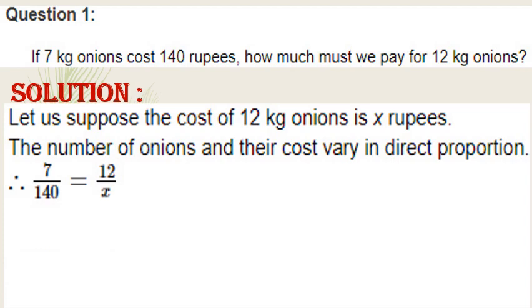7 kg onions is for rupees 140, because they are directly proportionate, it will be division. Similarly 12 kg, so here we have taken kg in the numerator and the cost in the denominator for one quantity on LHS. The same we have to do with the RHS. So 12 kg onions will be how many rupees, and that we have presumed to be X.